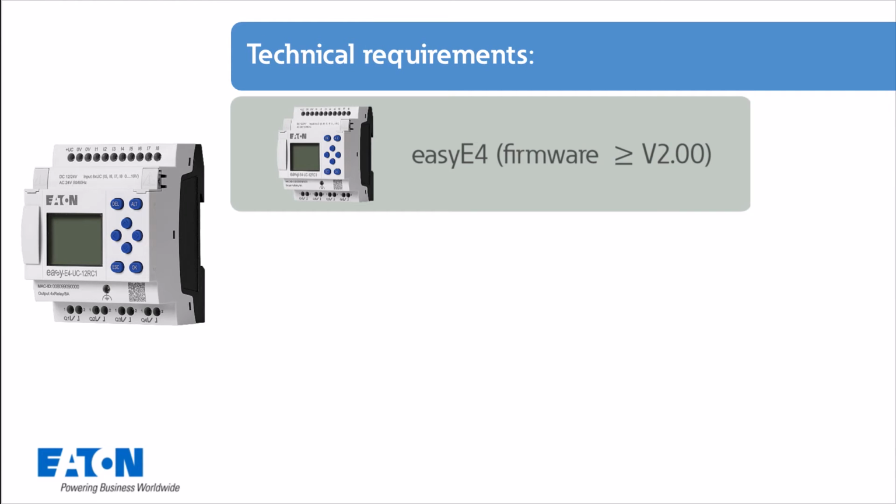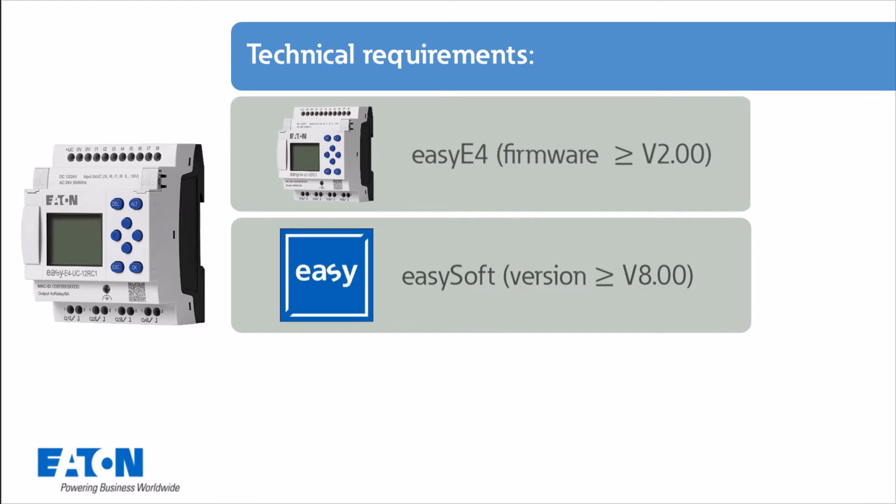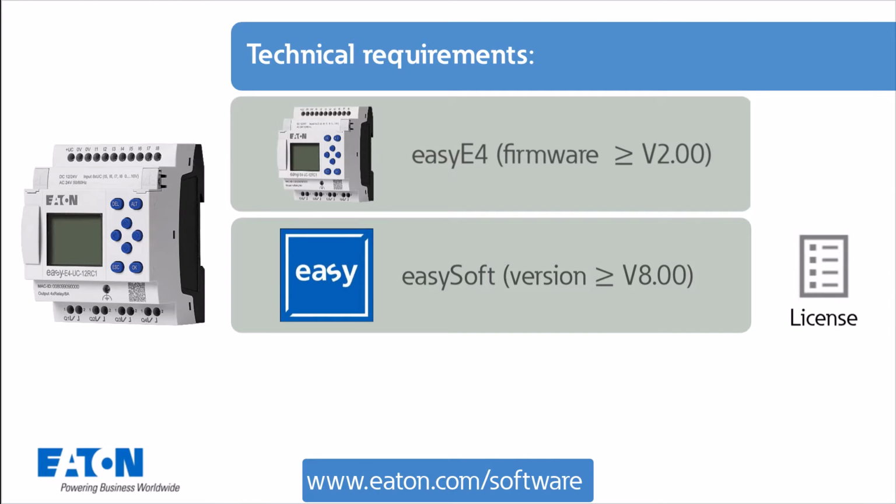An easyE4 basic device with firmware version 2.0 or higher and hardware version 08 or higher. The easySoft programming software version 8.0 or higher. A license is required for the easySoft programming software. Software, firmware and updates can be downloaded at www.eaton.com/software.